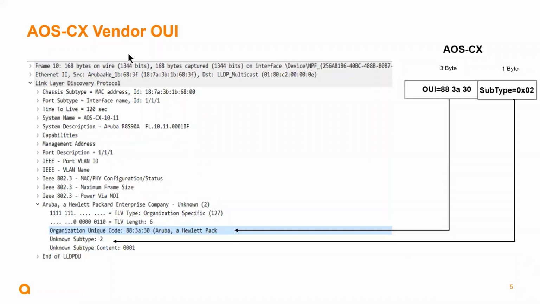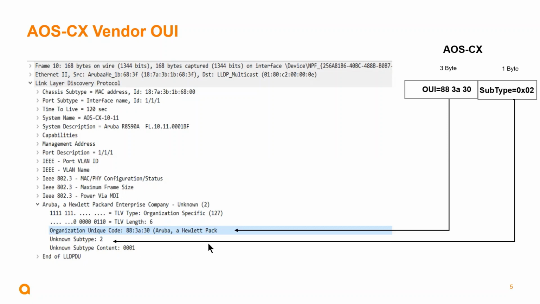So let's see the new vendor OUI introduced in 10.11. This is a packet capture of the LLDP packets originating from our AOS-CX switches. Here you will see the chassis subtype as a MAC address, from which interface it is coming, what the TTL is, and what the system name is, and the system description mentioning the model of the switch and the version currently running on that switch. As we discussed earlier, these are the TLVs already available in the AOS-CX switches. So this is IEEE port VLAN ID, IEEE VLAN name, and IEEE 802.3, with the MAC address configuration, maximum frame size, and power via MDI.